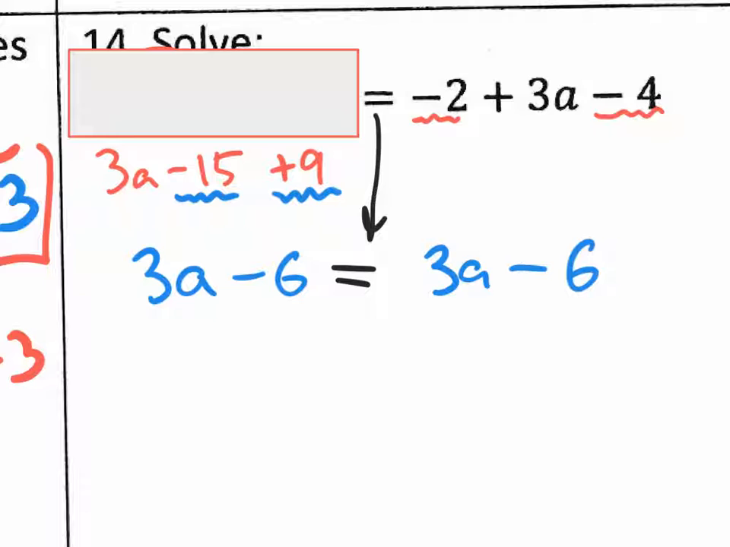Now, ladies and gentlemen, we have the same exact variable expression on both sides of this equal sign. 3a minus 6 is always going to equal 3a minus 6. So right there what we would say is that the answer is all real numbers.